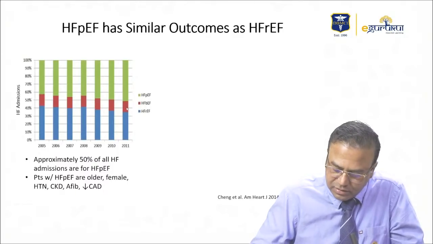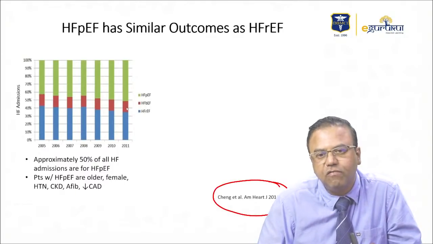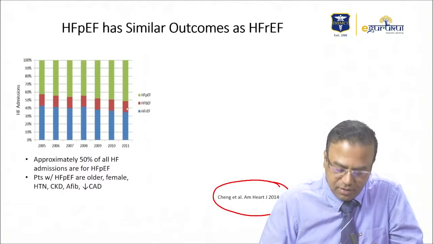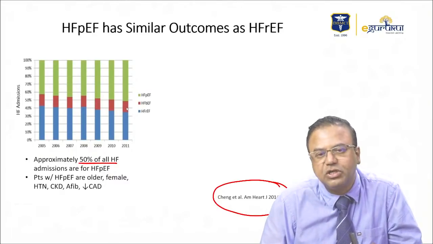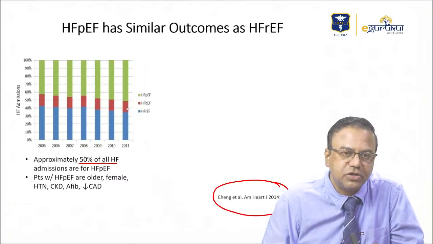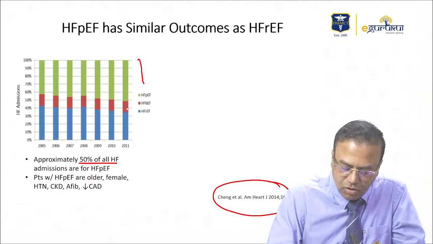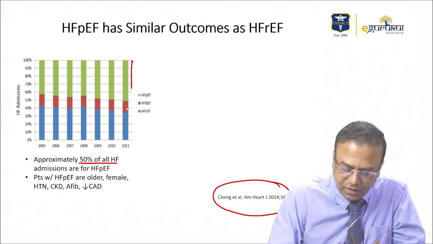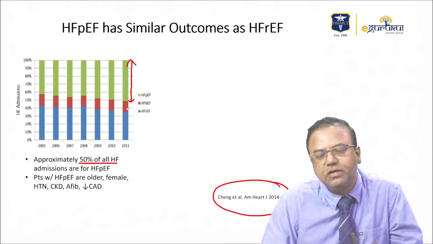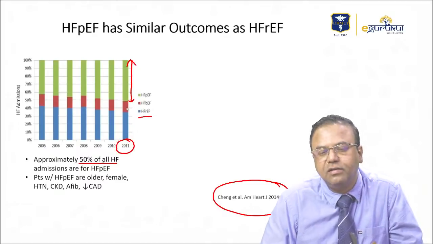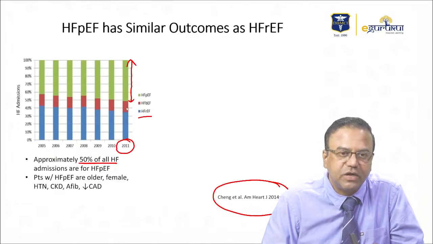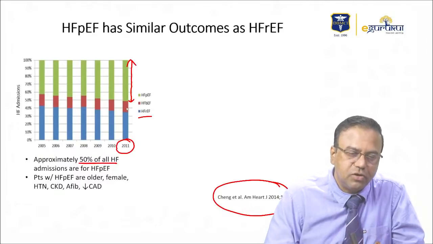So what the studies are showing, if you look at this study from 2014, a very large study, is that almost 50% of all heart failure cases are actually heart failure with preserved ejection fraction. So frequency wise, overall, that green thing that you're noticing is all heart failure with preserved ejection fraction compared to heart failure with reduced ejection fraction. So recently, this is the trend now. Heart failure with preserved ejection fraction seems to be increasing compared to what we saw in the past.